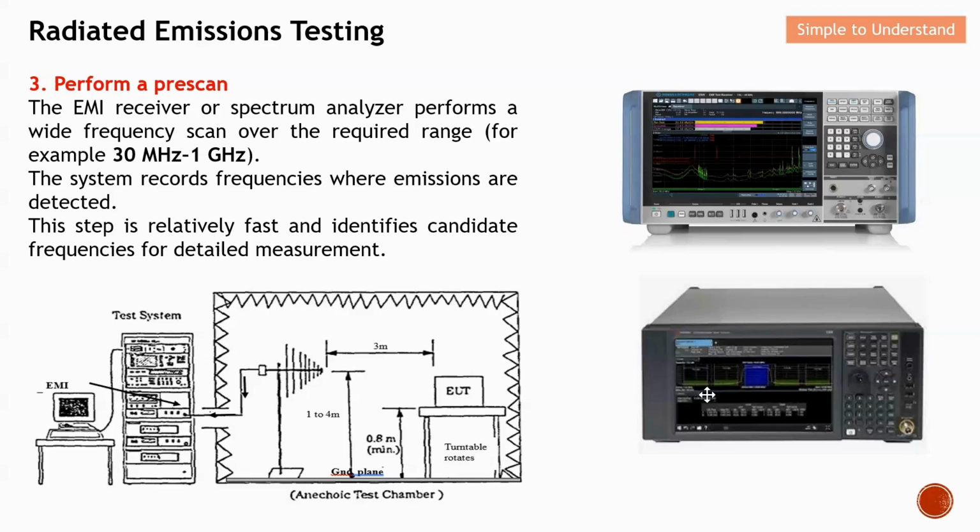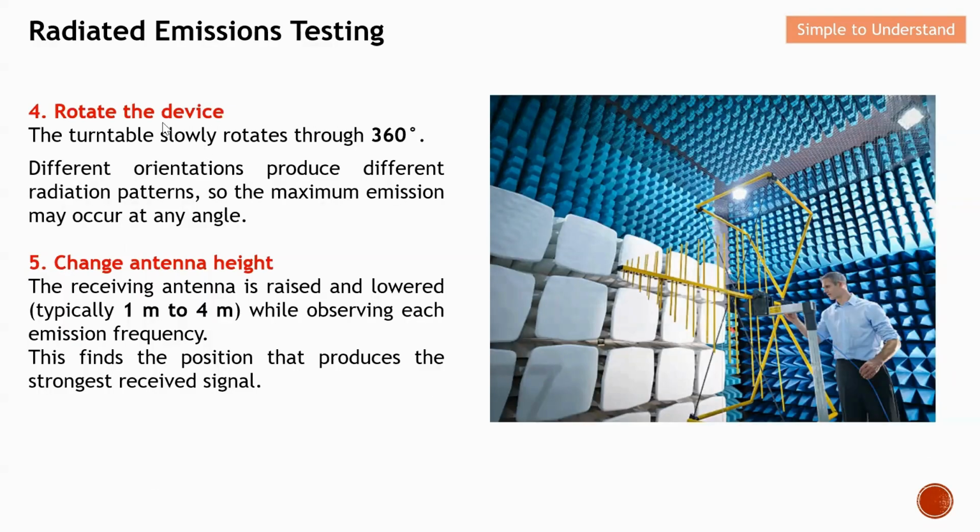In short, the spectrum analyzer measures quickly and concludes quickly, but in order to have a more detailed scan, the signal needs to be routed to this EMI receiver. Steps 4 and 5, which I have discussed earlier on.